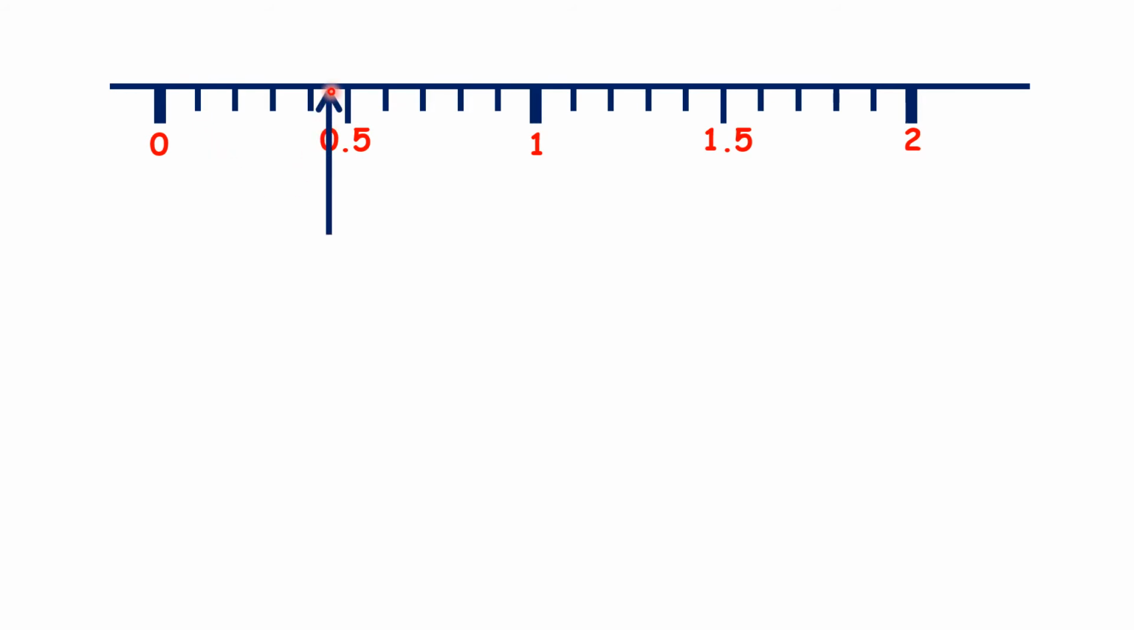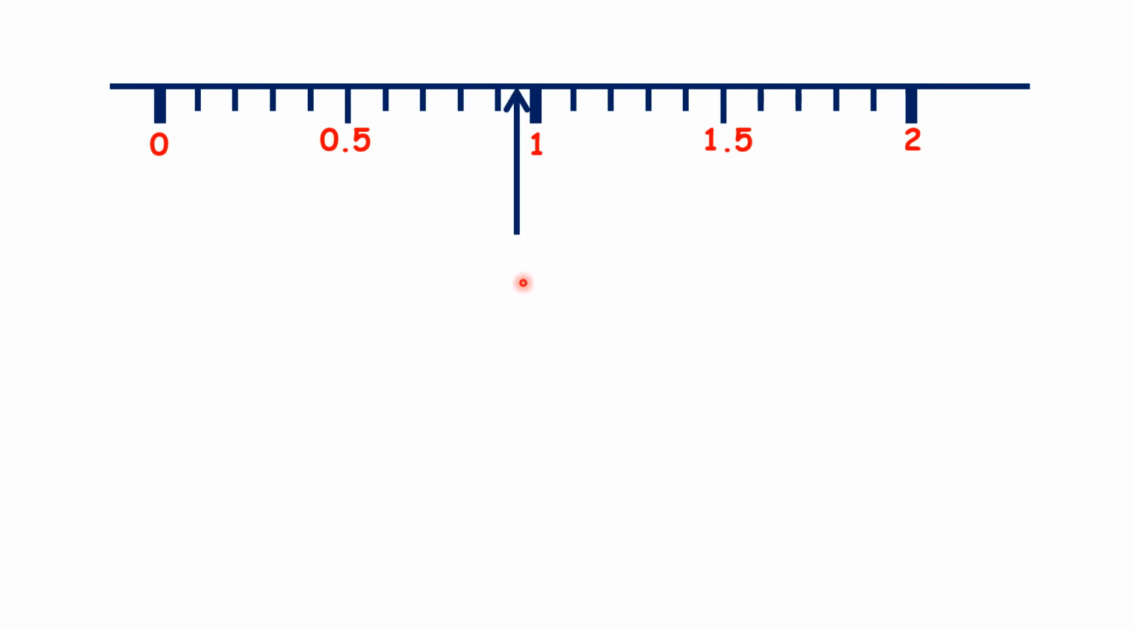But what if our arrow doesn't point to a line? Well, our number is going to be halfway between 0.4 and 0.5. So between 4/10 and 5/10. That's 0.45 or 45 hundredths. Because remember, 4/10 is 40 hundredths, 5/10 is 50 hundredths. So right in the middle, we have 45 hundredths, which as a decimal is written 0.45.